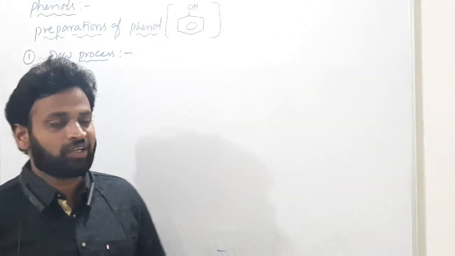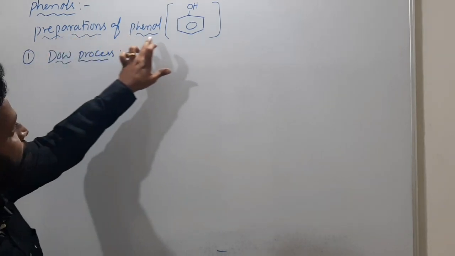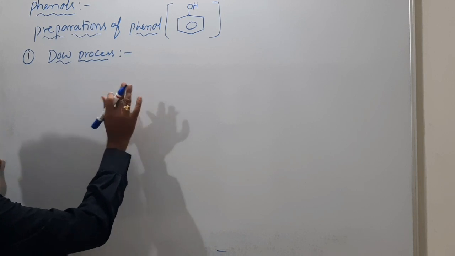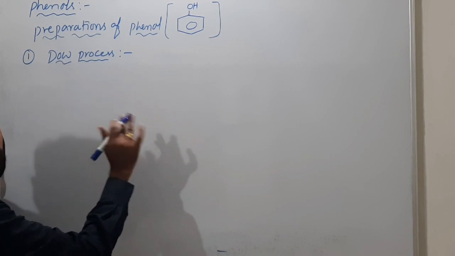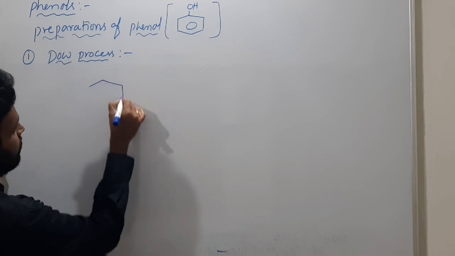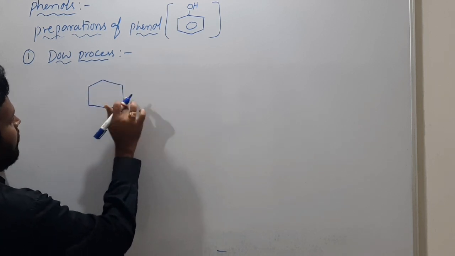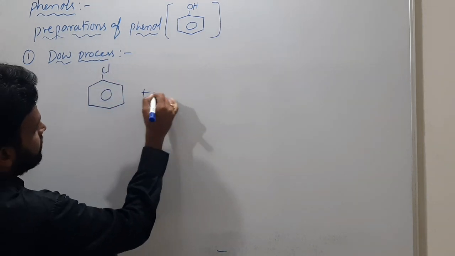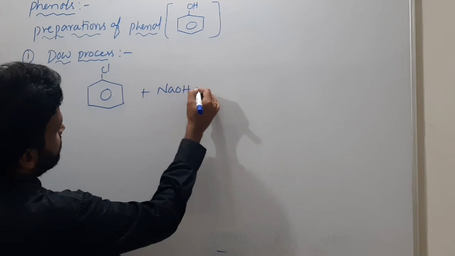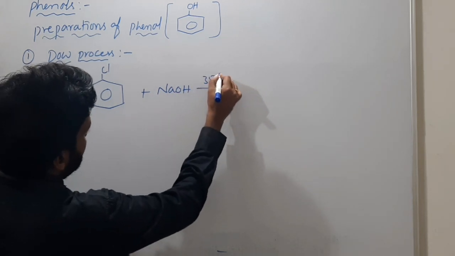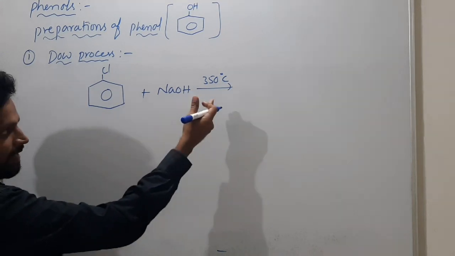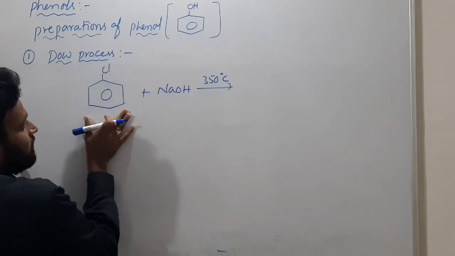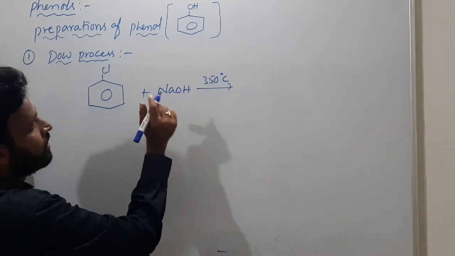Today we will discuss phenols. In the first preparation of phenols we will discuss the Dow process. The Dow process is nothing but hydrolysis of chlorobenzene. Chlorobenzene, C6H5Cl, you know already, when it reacts with sodium hydroxide at 350 degrees Celsius. Okay, in Kelvin if they are asking, temperatures are very important. At what temperature this reaction happens, like that they'll ask you, so very important.